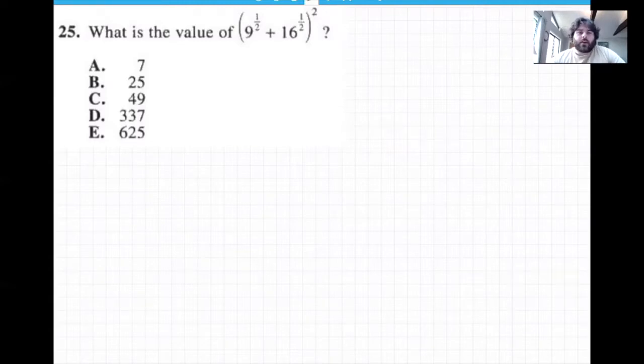Today we're working a math problem, number 25 from the most recent released ACT. This one says, what is the value of 9 to the power of 1/2 plus 16 to the power of 1/2, all of that quantity squared? Go ahead and pause the video here and see if you can get the correct answer.